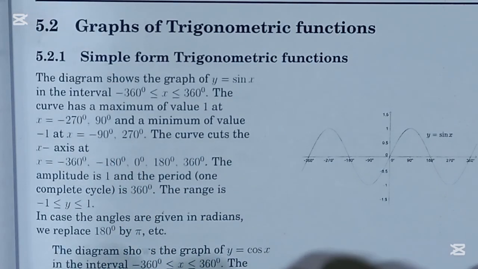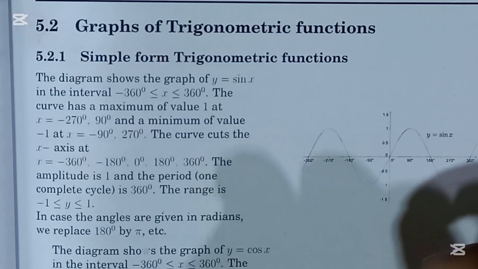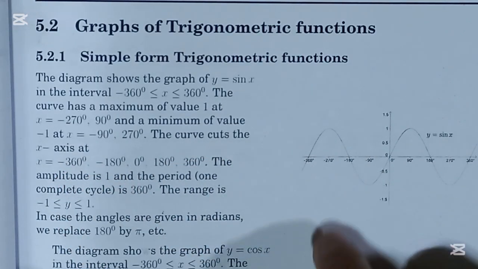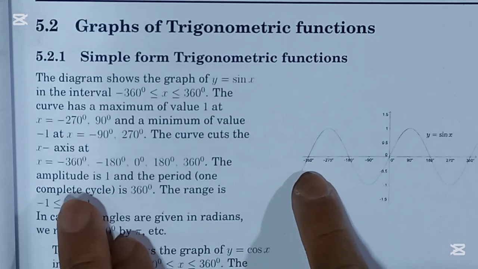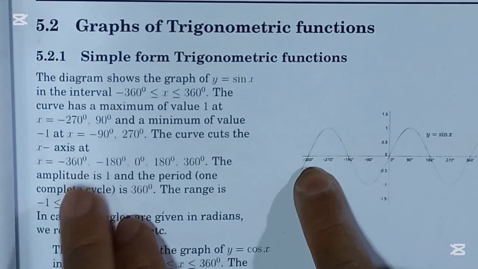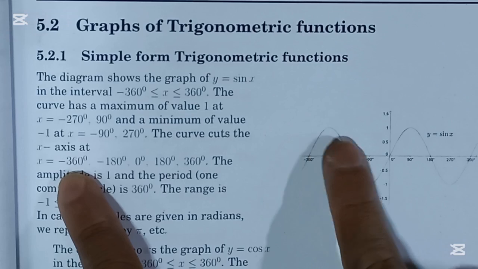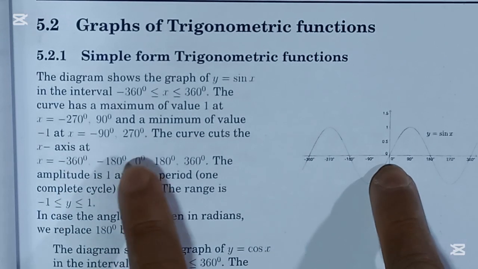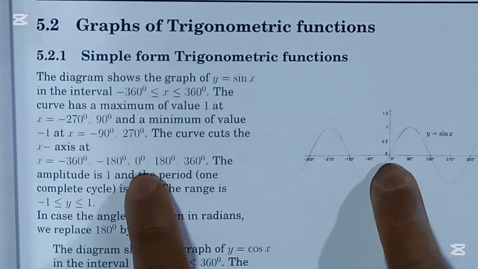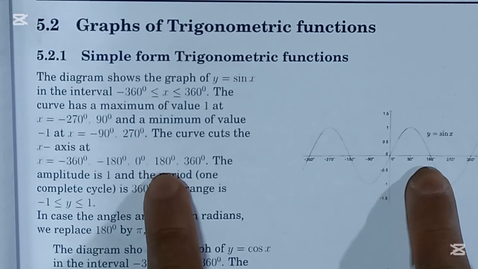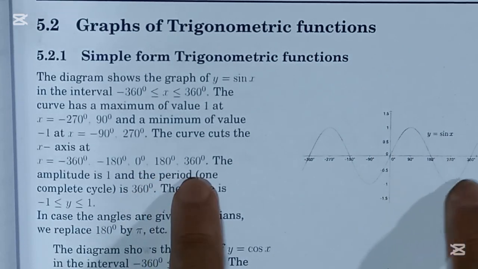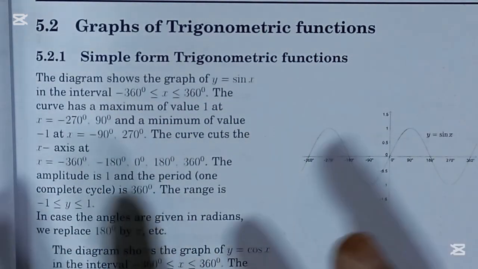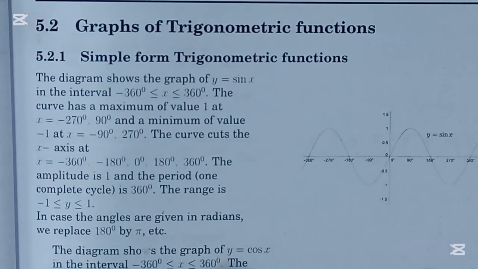The next thing which you have to write in the paper is where the curve cuts the x-axis. The curve cuts the x-axis at minus 360, then at minus 180, then at 0, then at plus 180, and finally at 360 in this range. Okay, those are two things which we have discussed.